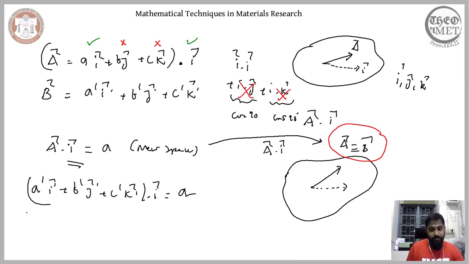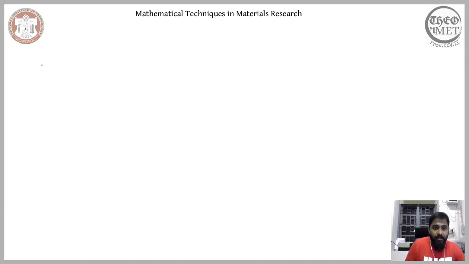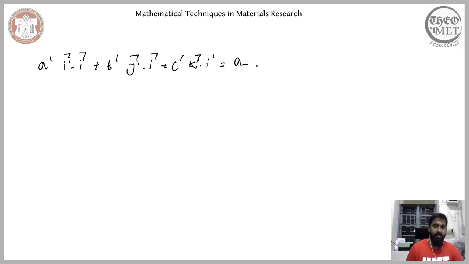Now, when I expand this term, what I would end up getting is, so I have A prime I prime vector, B prime J prime vector, C prime K prime vector dot I vector is equal to my A. If I expand this, what I would end up getting is A prime I prime vector dot I vector, plus B prime J prime vector dot I vector, plus C prime K prime vector dot I vector is equal to my A.